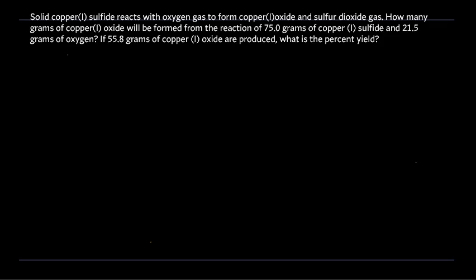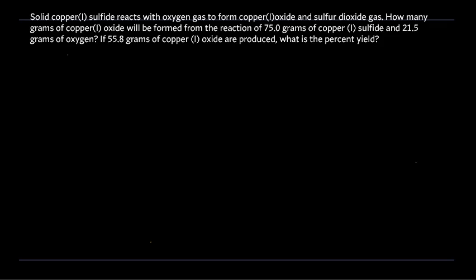And now let's see a little more advanced level question. Solid copper(I) sulfide reacts with oxygen gas to form copper(I) oxide and sulfur dioxide gas. How many grams of copper(I) oxide will be formed from the reaction of 75 grams of copper(I) sulfide and 21.5 grams of oxygen? If 55.8 grams of copper(I) oxide are produced, what is the percentage yield? So two questions here.